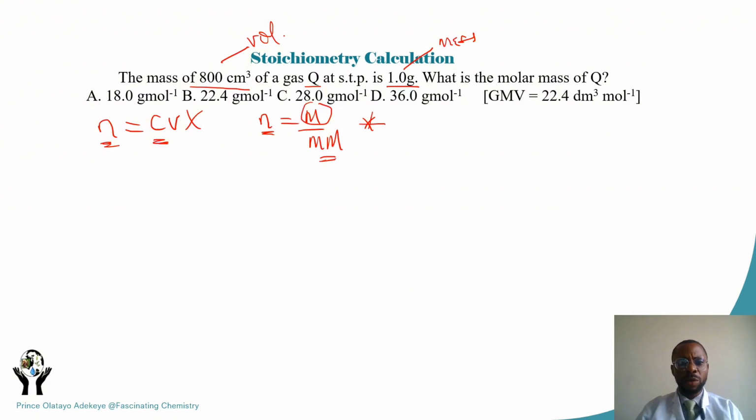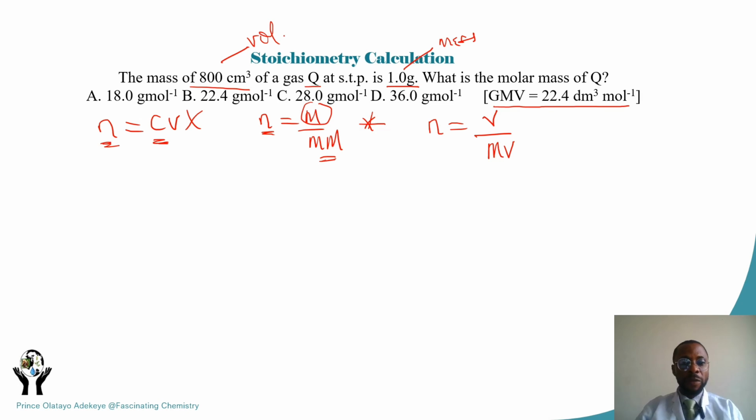But we are given volume also. So what formula can we use that has to do with volume? You can say N equals volume over molar volume. Molar volume, don't forget, is a constant. That's what we are given here: gas molar volume equals 22.4 dm³. So if that is the case, we can get our N first, from where we can go ahead to obtain the molar mass of that Q.